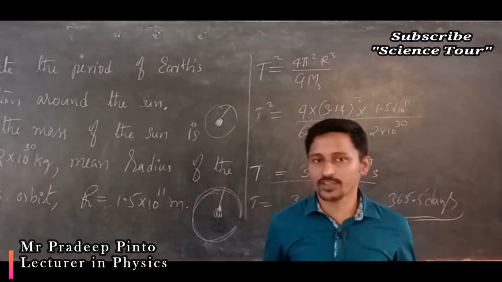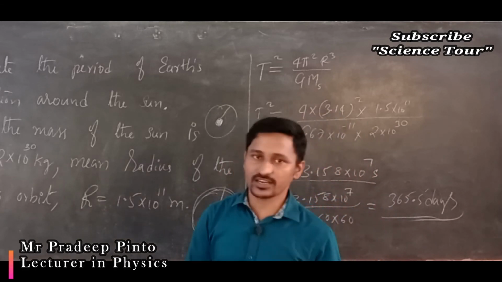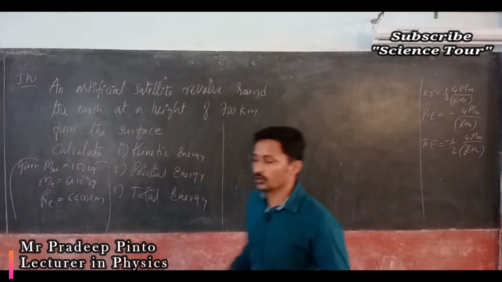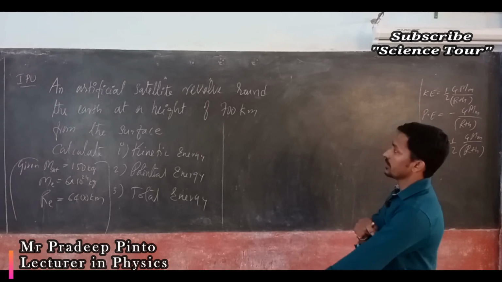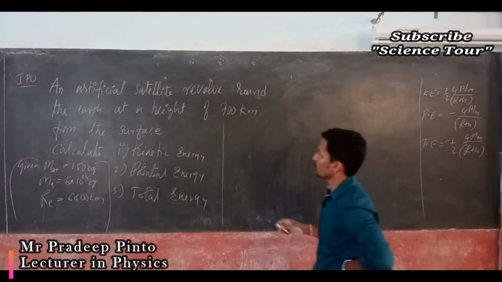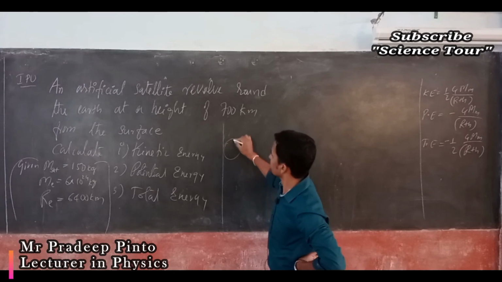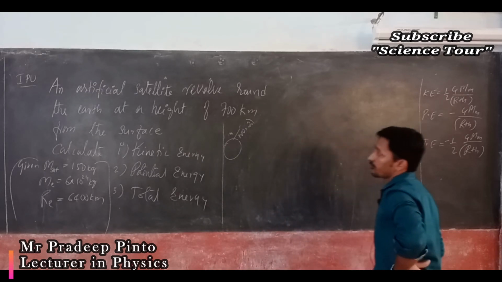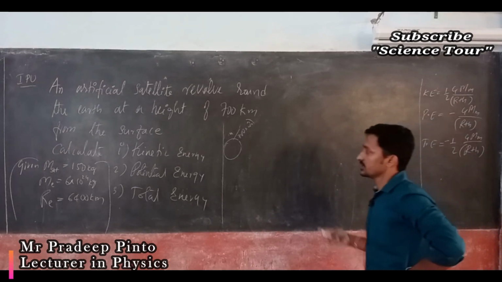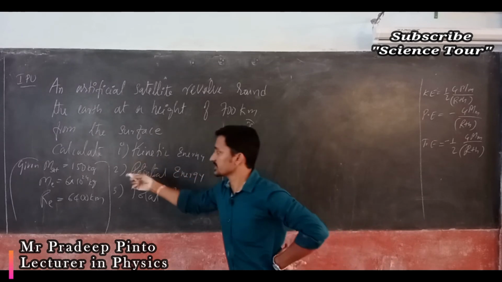So one more problem we are going to discuss, which is in gravitation. An artificial satellite revolves around the earth at a height of 700 kilometer, means h is 700 into 10 to the power 3 meter, from the surface. Calculate its kinetic energy, potential energy, and total energy, and the mass of the satellite is given.